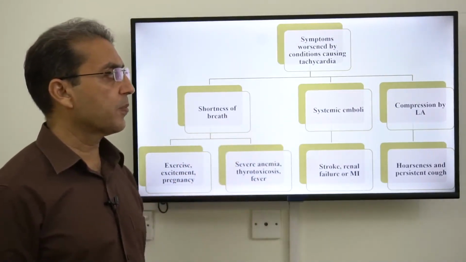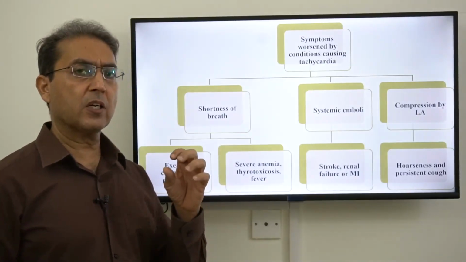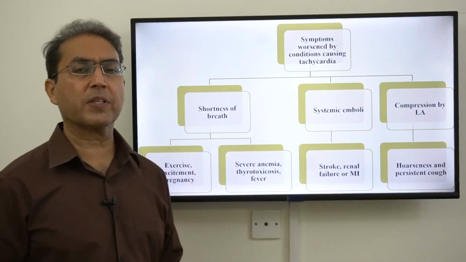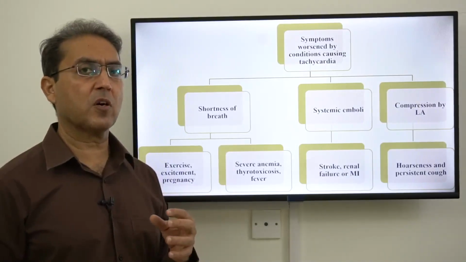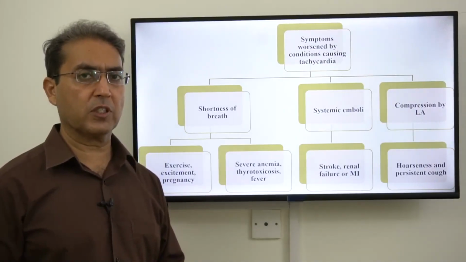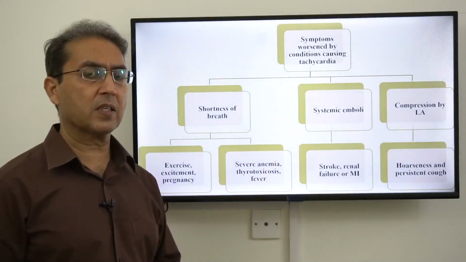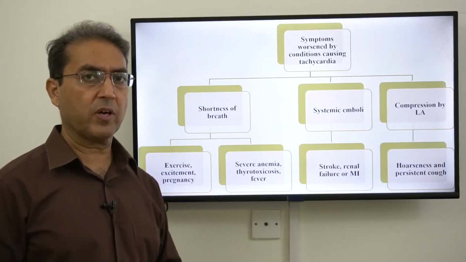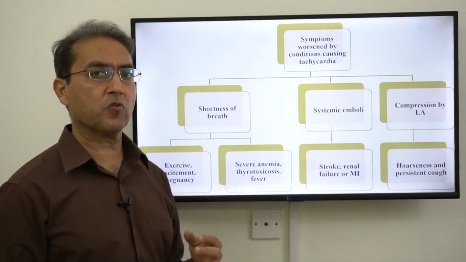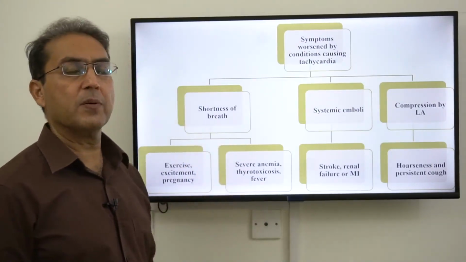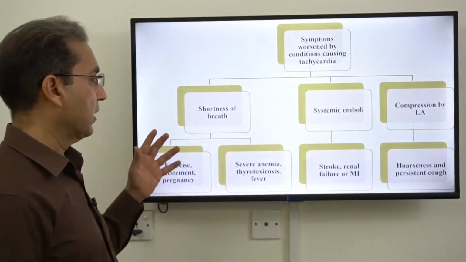And then, as mentioned, compression caused by the enlarging left atrium. The left atrium can compress the surrounding structures which are present around it. For example, a very large atrium can press the esophagus and the patient can have symptoms of dysphagia. Similarly, if it presses the left main bronchus, that results in a persistent dry cough. And if it presses the recurrent laryngeal nerve, the patient can have hoarseness of voice. So all these can be the presenting symptoms of mitral stenosis, but the most common is shortness of breath.